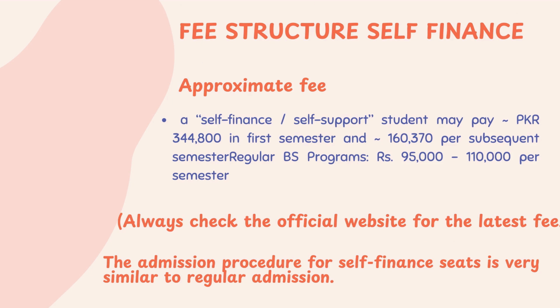A self-finance, self-support student may pay PKR 344,800 in the first semester, and Rs. 160,370 per subsequent semester. Regular BS programs are Rs. 95,000 to Rs. 110,000 per semester. Always check the official website for the latest fee. The admission procedure for self-finance seats is very similar to regular admission.